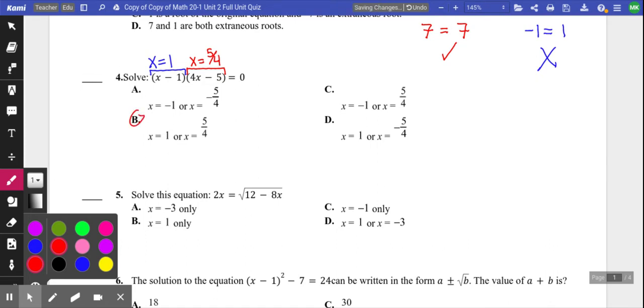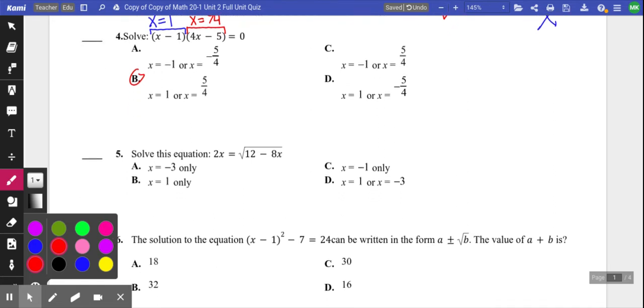So that question was already factored for you. It was already set up for you just to quickly check your zero product property. What makes each binomial equal 0?